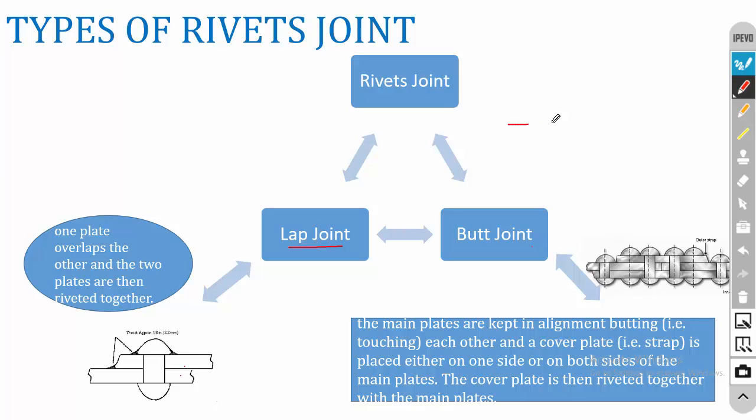In case of a butt joint, the two plates are held end to end, and a cover plate is used, and the riveting is carried out like this. The cover plate is used to support the two plates. If you are using a single cover plate, then it is a single cover joint. For heavy load applications, we can use two cover plates. So this is the butt joint. In this lecture, we are going to design the rivet for the lap joint and the butt joint.